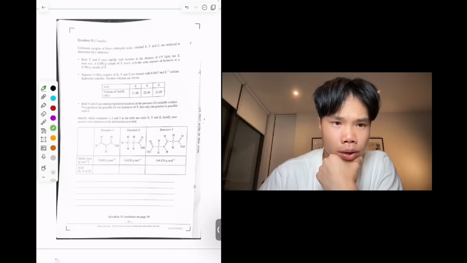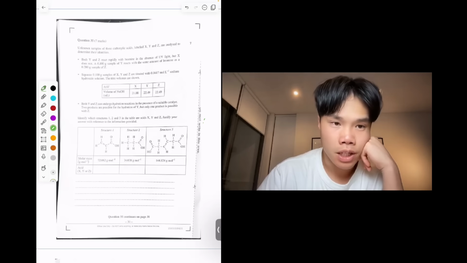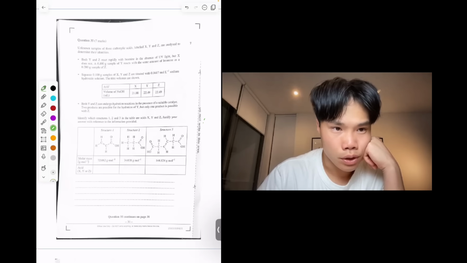Both Y and Z react rapidly with bromine water in the absence of UV light, but X does not. A 0.1 gram sample of Y reacts with the same amount of bromine as a 0.2 gram sample of Z. Separate 0.1 gram samples of X, Y, Z are titrated with 0.0617 moles per liter of sodium hydroxide solution. The titer volumes are shown.